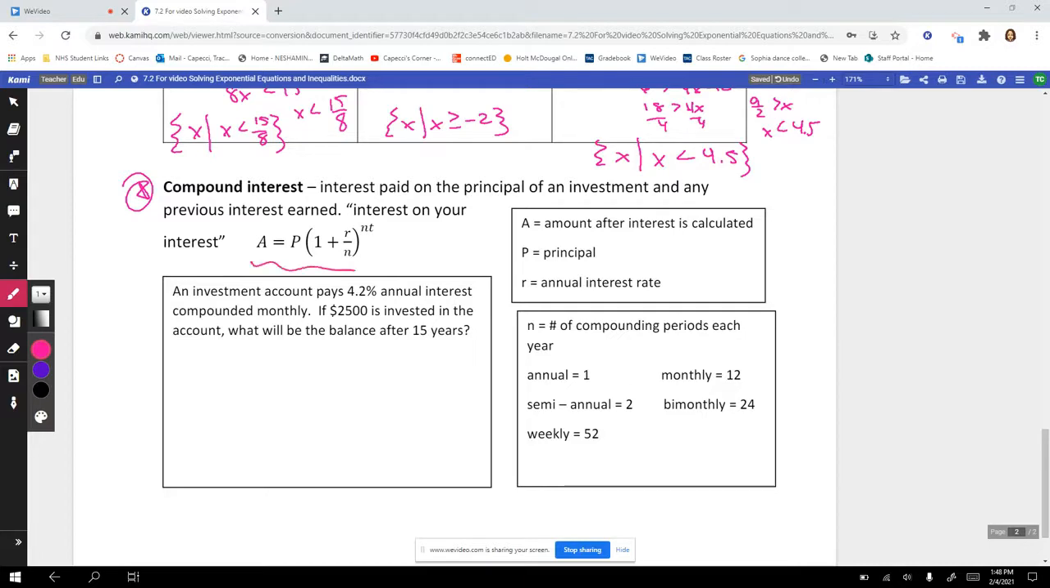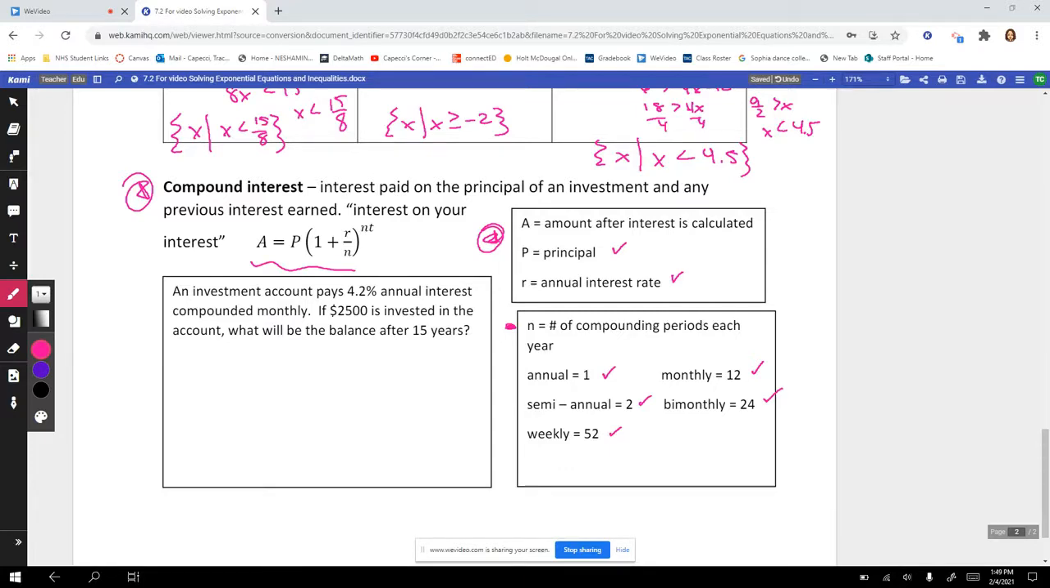Okay, so this is the formula. And this is what everything stands for. A is the amount after interest is calculated, your total amount, like your total amount in the bank. P is your principal. That's the amount that you start with or the amount that you put in the bank. R is your annual interest rate. Okay. Now, N down here, we're using N a lot. N is the number of compounding periods each year. So if I say something is done annually, we know that means once a year. Semi-annually is twice a year. Weekly, there's 52 weeks in a year, so we'll say 52. Monthly is 12, and bi-monthly means twice a month, so that's 24.